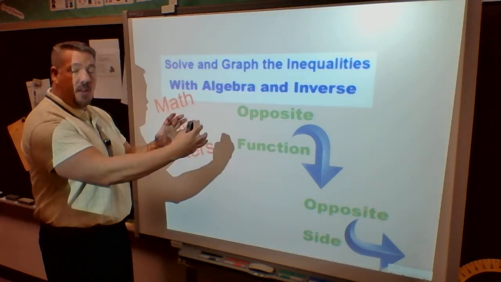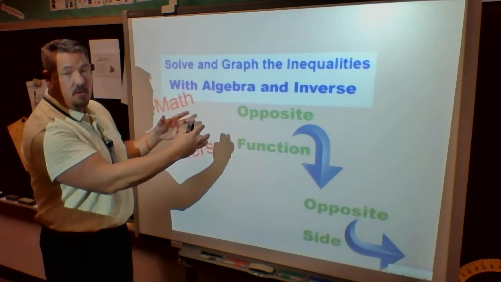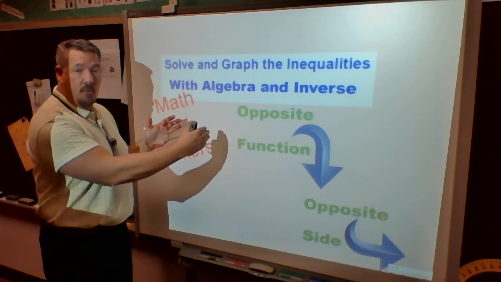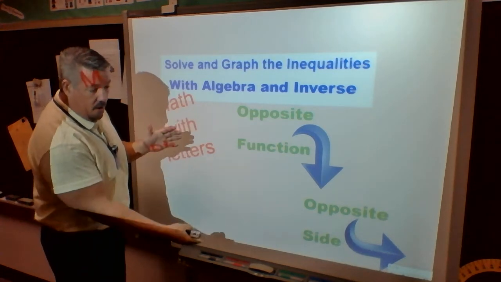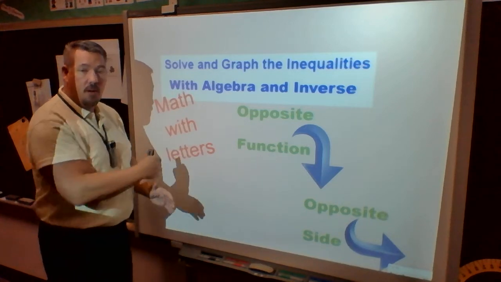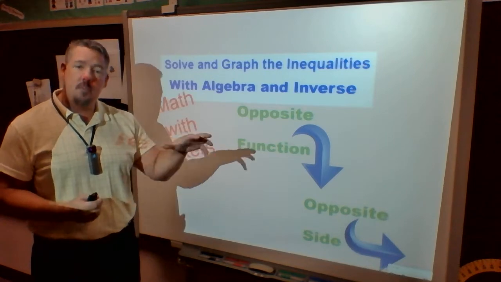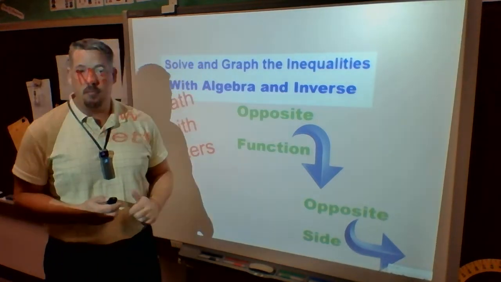So if I'm adding to my variable, I'm going to subtract. If I'm subtracting from my variable, then I'm going to add. If I'm multiplying with my variable, I'm going to divide. And if I'm dividing with my variable, then I'm going to multiply. I do the opposite function. Once I do that, that is going to give me my variable by itself. Then I have to do it on the opposite side.